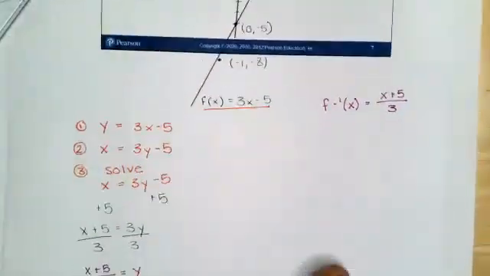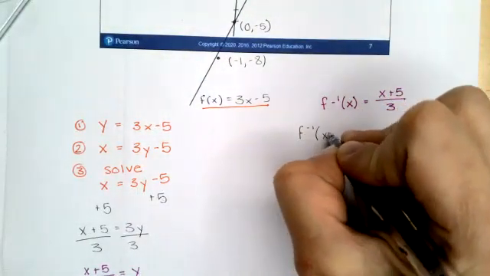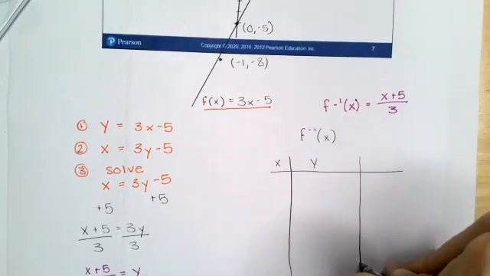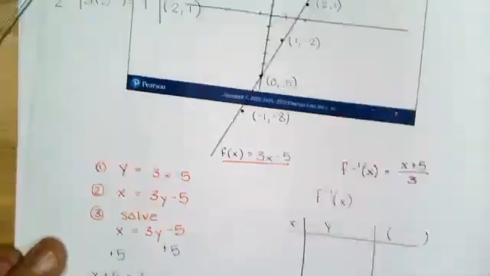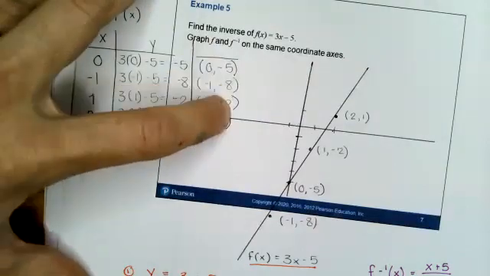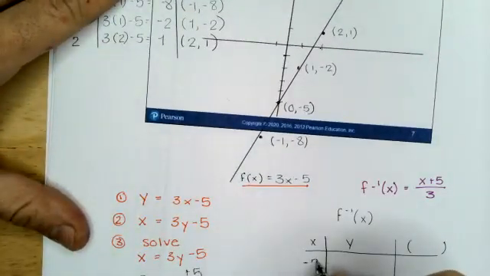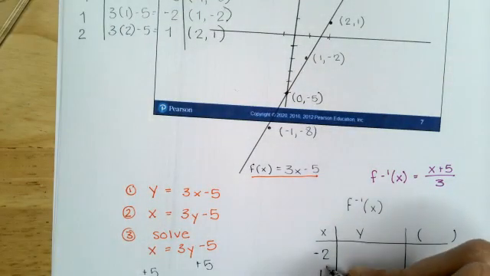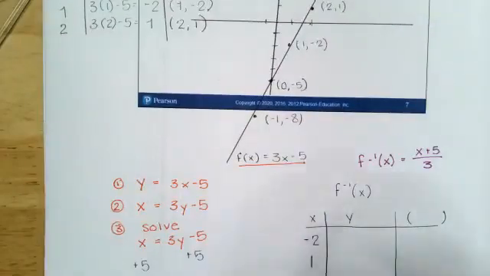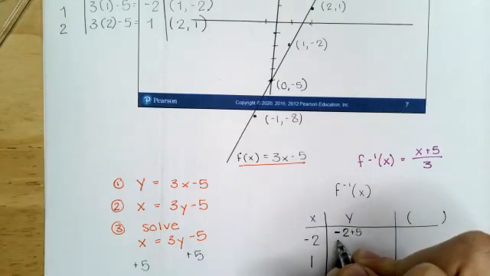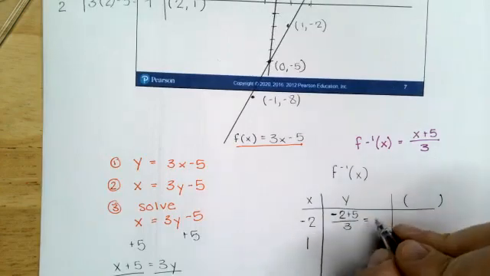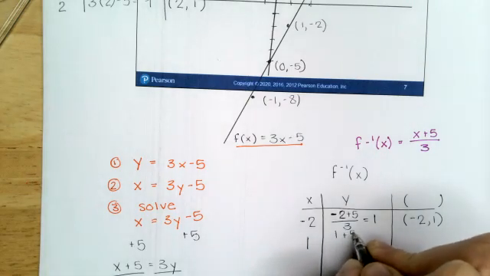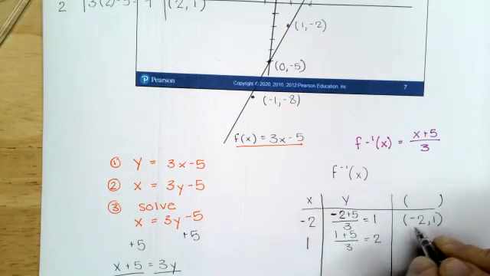Okay, I'm going to make a table just like I did here of the inverse and see if it's true. Okay, so I have my x values, I have my y, and I have the point it will make. Here I have 0, -5, -1, -8, 1, -2, and 2, 1. So I think I'm going to start with x as -2 so that I can confirm or deny this one and this one. Okay, so I'm going to do x is -2 and x is 1 because I'm switching my x and my y. So when x is -2, that means I'm taking -2 plus 5 and dividing it by 3. -2 plus 5 is 3. 3 divided by 3 is 1. So my point is -2, 1. When it's 1, I have 1 plus 5 over 3 is 2 because 6 divided by 3 is 2.